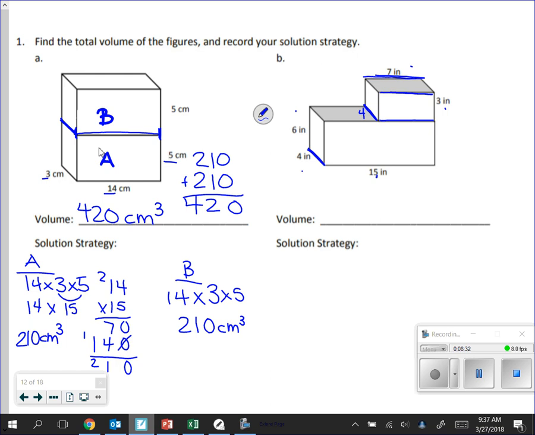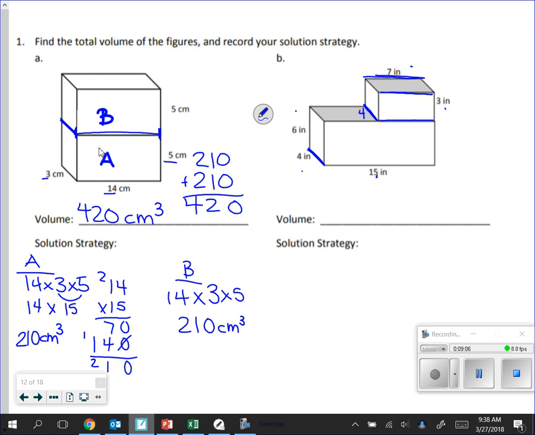I went right to left because I wanted to. Because I saw 3 times 5 and was like, oh, 15. I could have done 14 times 3 and then multiplied by 5, but I would still get the same thing. Doesn't matter, because when I'm multiplying, I can do it in any order I want. When I'm adding, I can do it in any order I want.